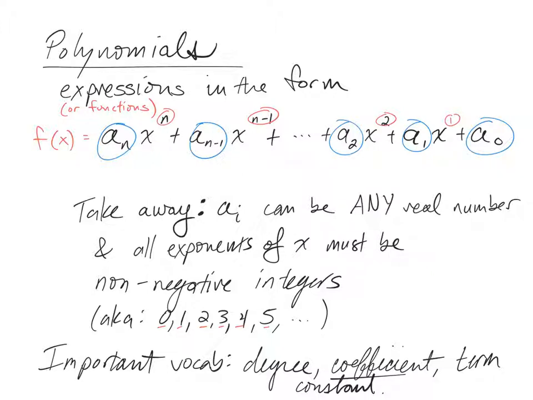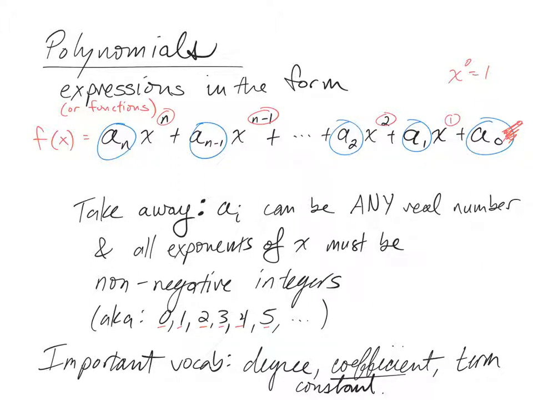But the x to the 0 power is kind of hiding way back here, x to the 0 power, like this. And we normally don't write it because x to the 0 power is just 1. So we would be multiplying here a sub 0 times 1, and that's just a sub 0. So we don't ever write it, but it can be there.